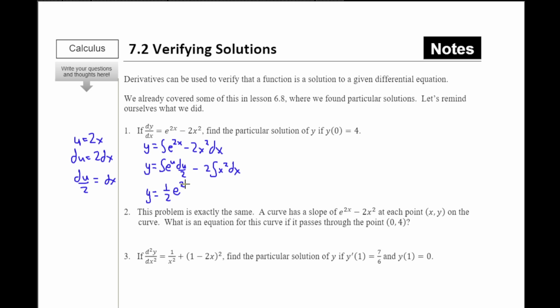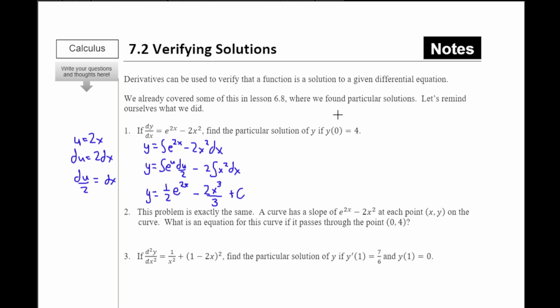So e to the 2x is that first integral there, minus 2 times, this is a reverse power rule, 2 plus 1 is 3, and you divide that by the 3. And now you plus c. So this is our general solution. Now we have to find the particular solution with our initial condition.